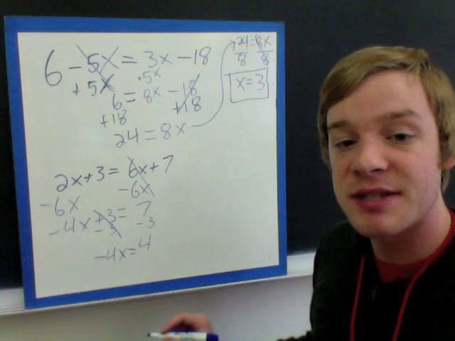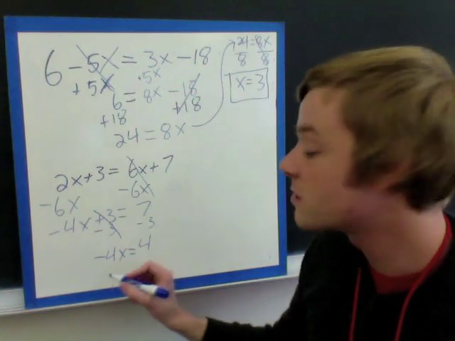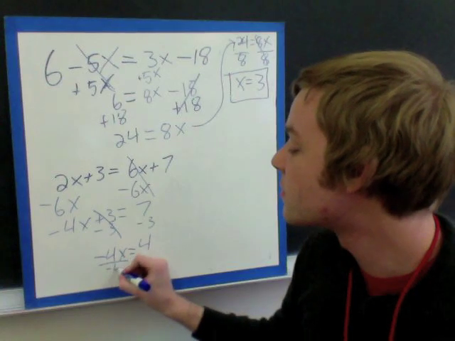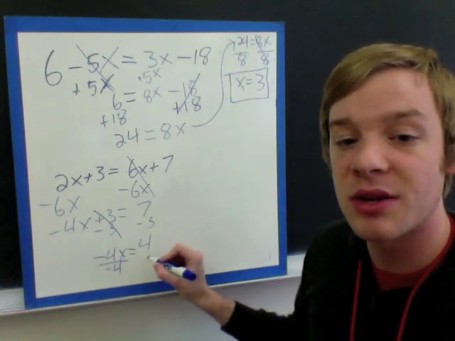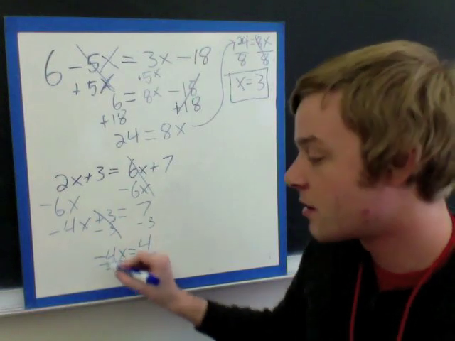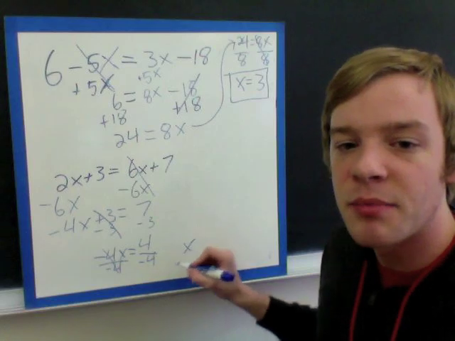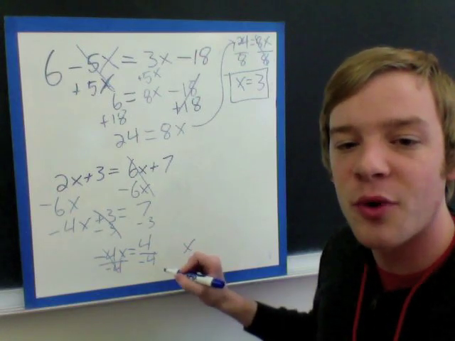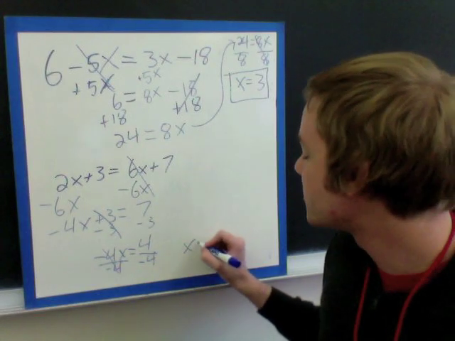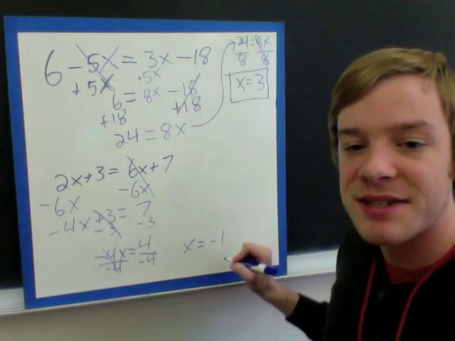Lastly, to get x by itself, I need to divide by the number in front of x. So I'm going to divide by negative 4 on both sides of the equal sign. Those cancel out. I'm left with x. But positive 4 divided by negative 4 will give me a negative 1. So my solution here is x equals negative 1.